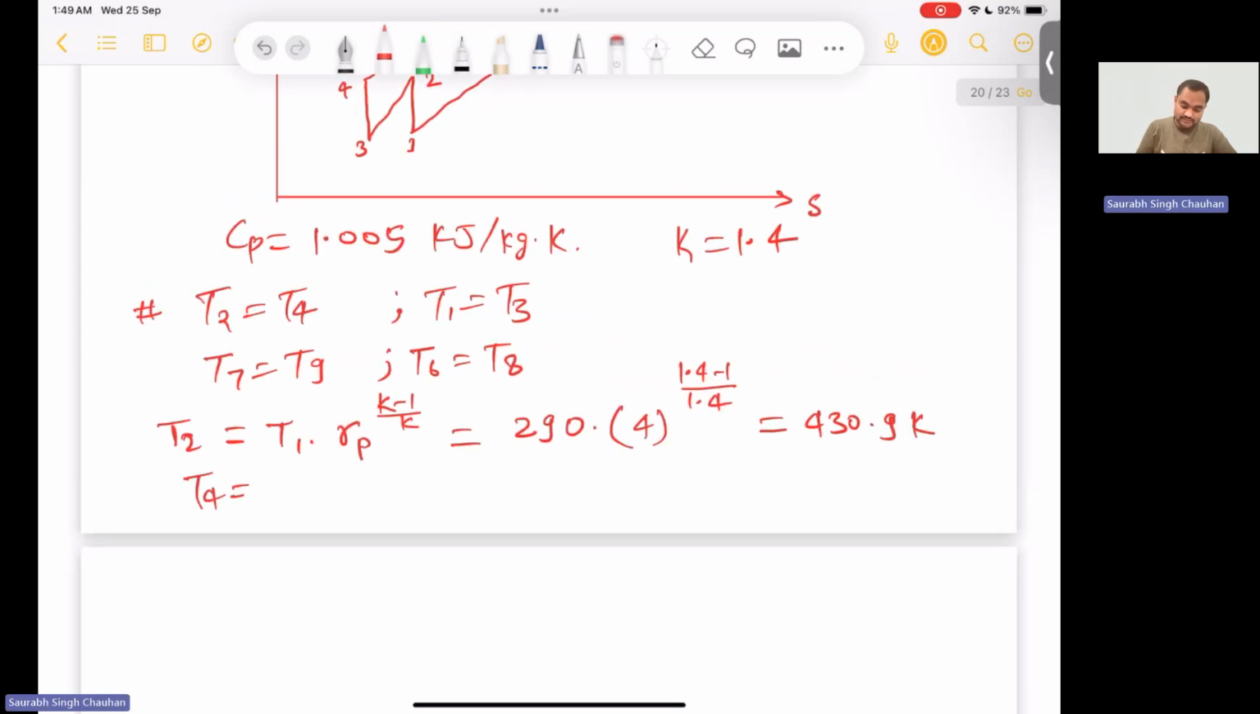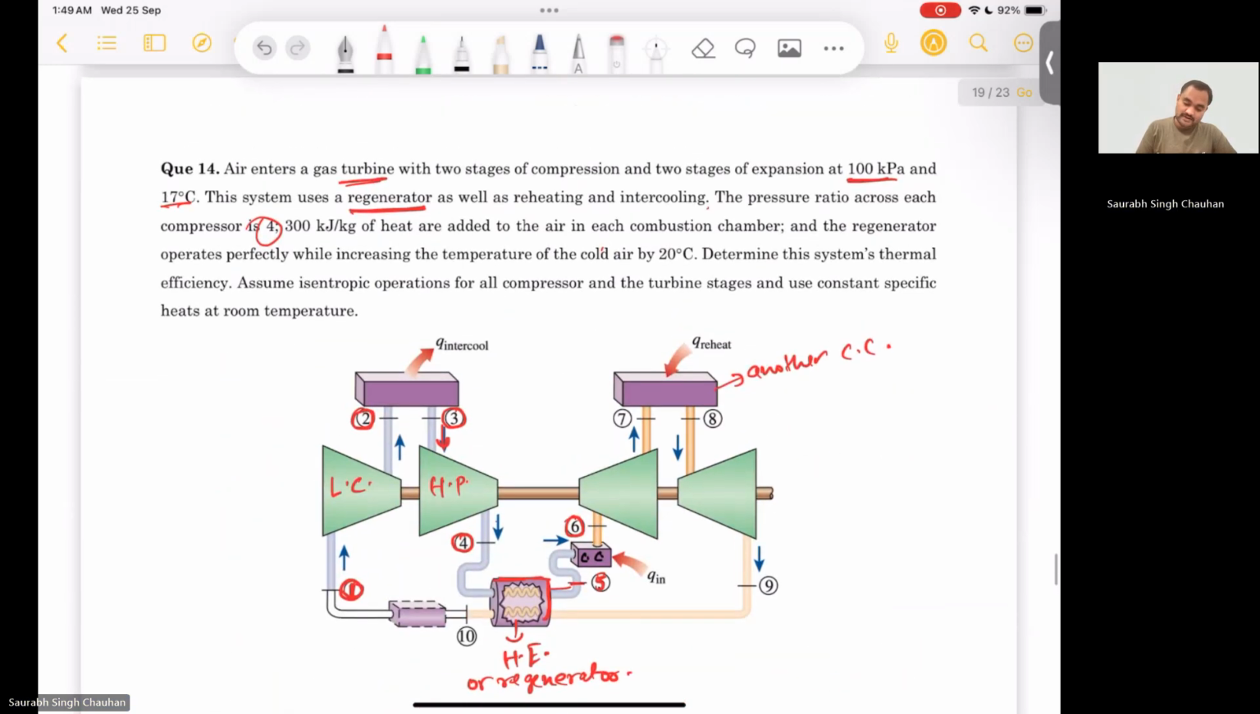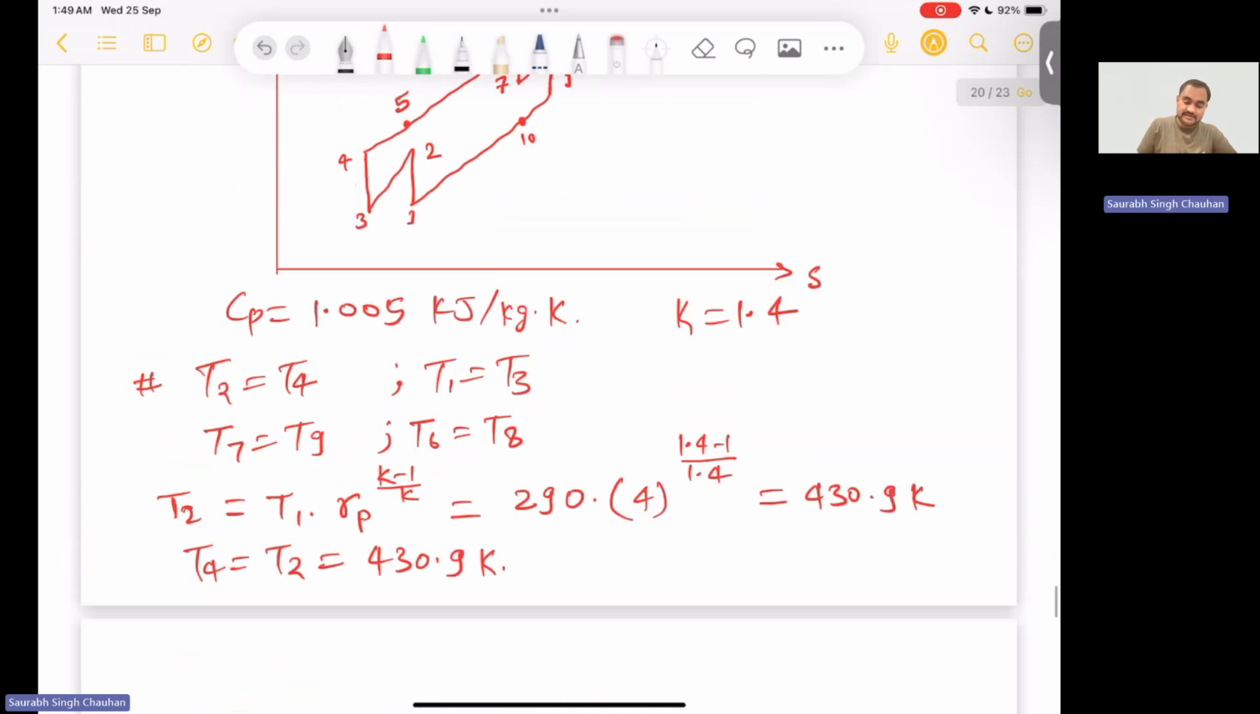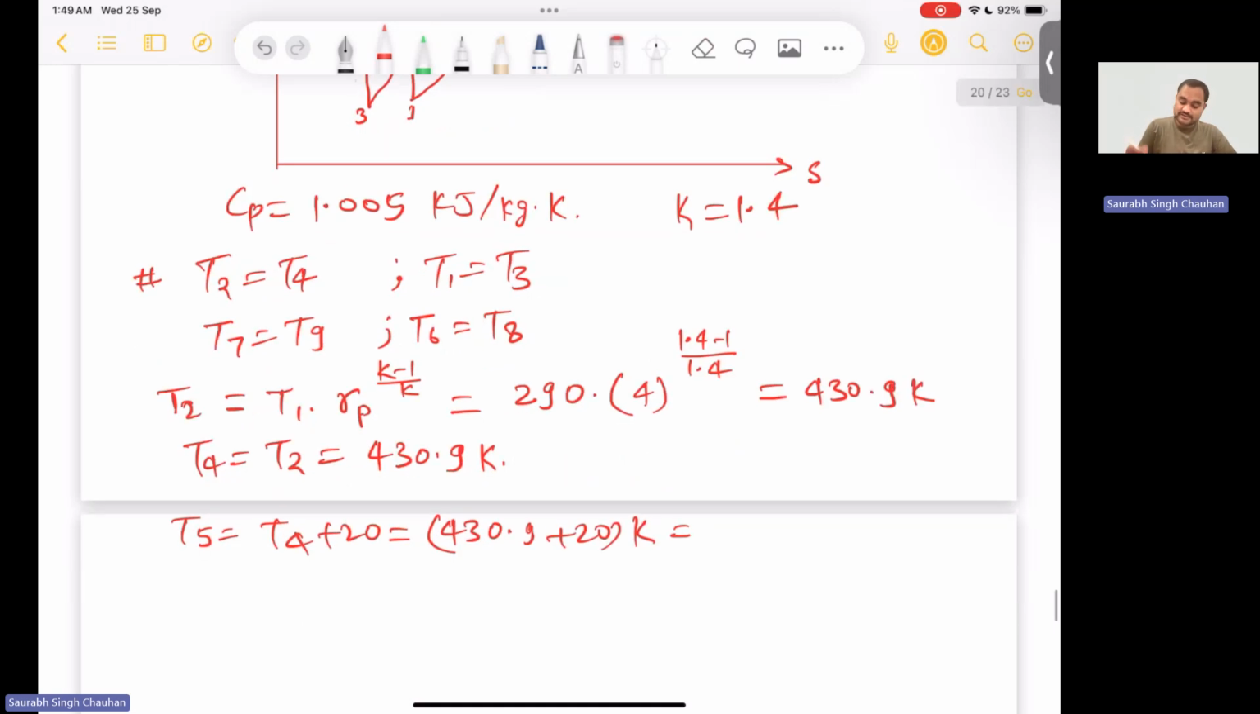So T4, since this is equal to T2, will also be equal to 430.9 Kelvin. It is given that the regenerator increases the temperature by 20 degrees Celsius. So T5 will be equal to T4 plus 20, so 430.9 Kelvin plus 20. This will be the temperature at point 5, at the exit of the regenerator, which comes out to be 450.9 Kelvin.